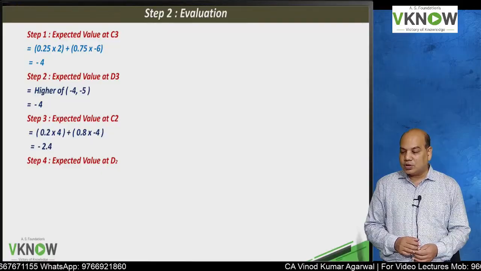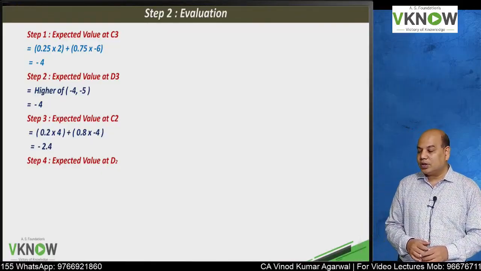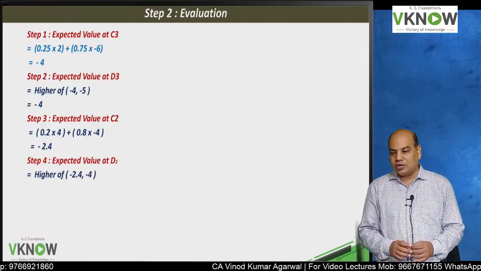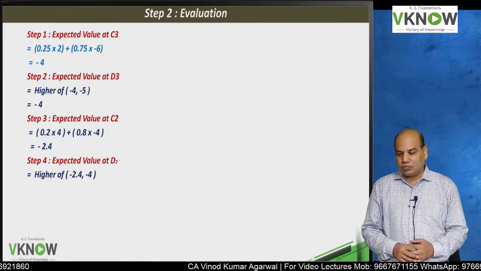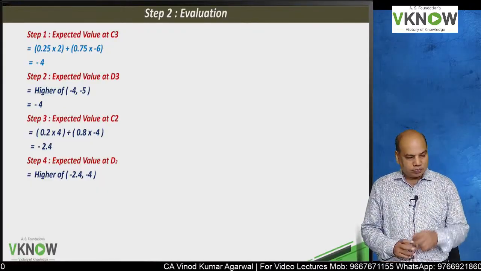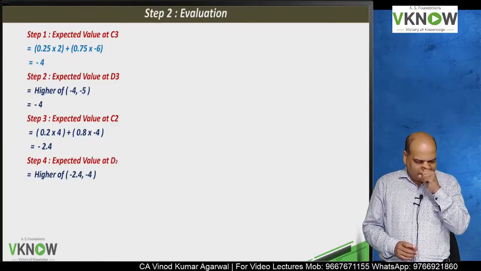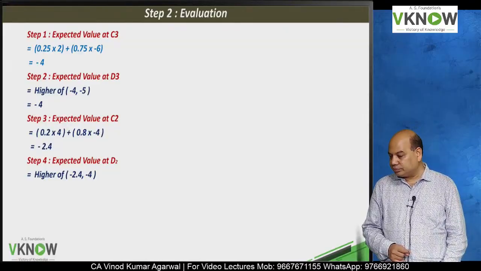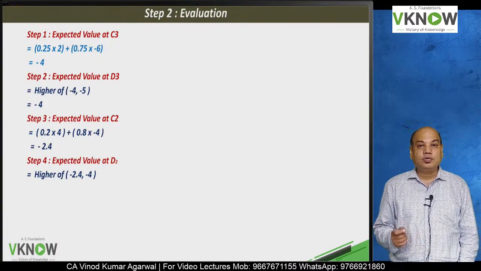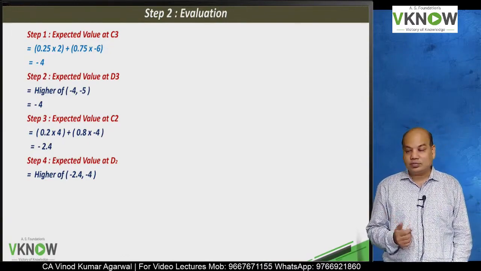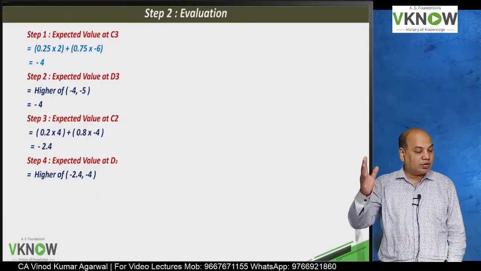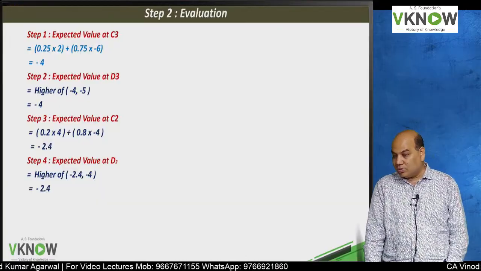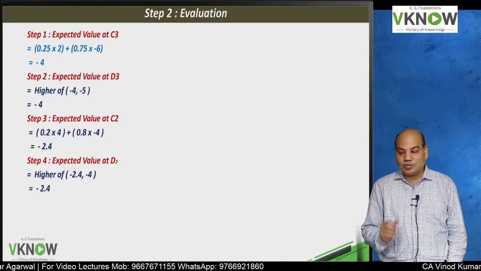Step number 4. Expected value of D2. Expected value of D2 is higher of minus 2.4, minus 4. Which is higher? Minus 2.4 is higher or minus 4 is higher? Some student will say minus 4 is higher, sir, 4 is bigger than 2.4. What you are teaching? Minus 2.4 is the bigger number when it comes to negative numbers.